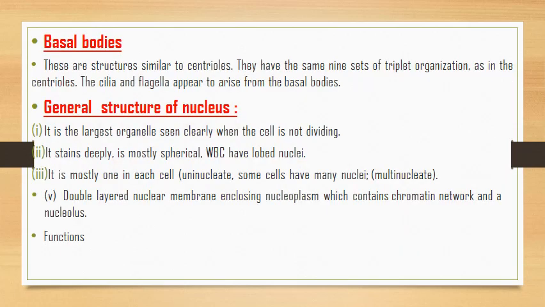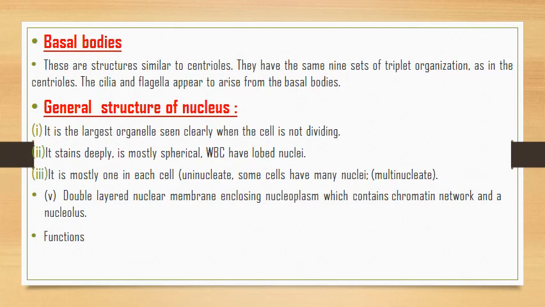Basal bodies: these are structures similar to centrioles. They have the same 9 sets of triplet organization as in the centrioles. The cilia and flagella appear to arise from the basal bodies.